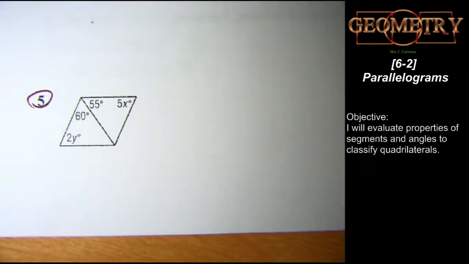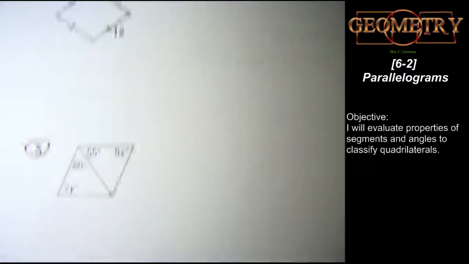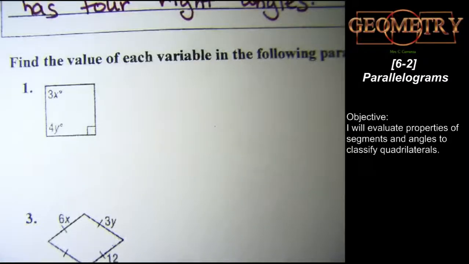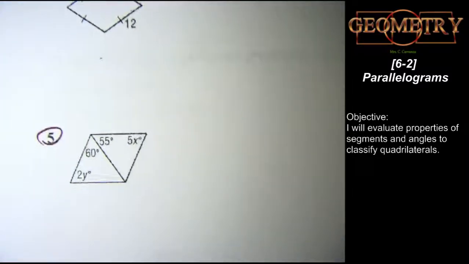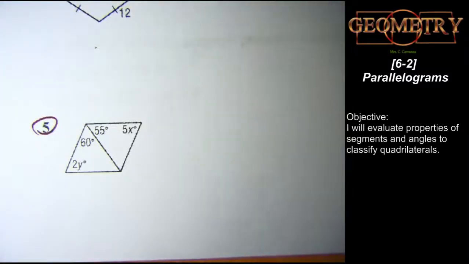All right, this is a parallelogram because if I scroll up to the directions, they say find the value of each variable in the following parallelograms. All right, properties of parallelograms. Opposite sides are congruent, opposite angles are congruent, consecutive angles are supplementary. I don't have any right angles, so I'm going to ignore the fourth one right now.